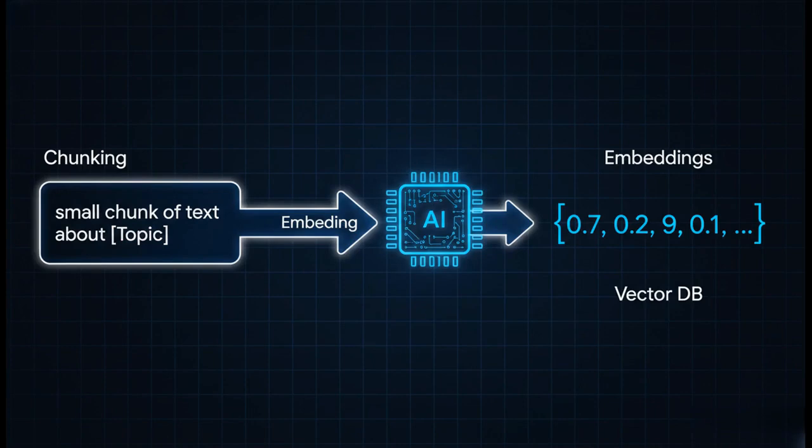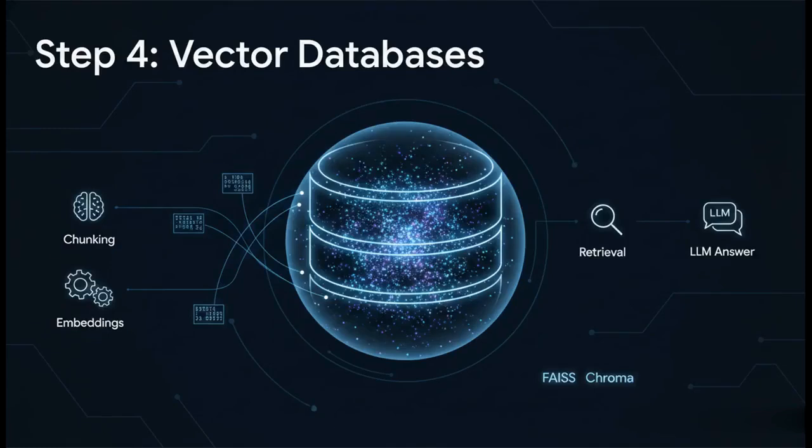And this is the real secret sauce. Because now the computer can use pure math to figure out how close 2 pieces of text are in meaning. A chunk about electric cars will have a vector that's mathematically very close to a chunk about automobiles. It gets the relationship. And finally, we need a place to put all of these vectors.